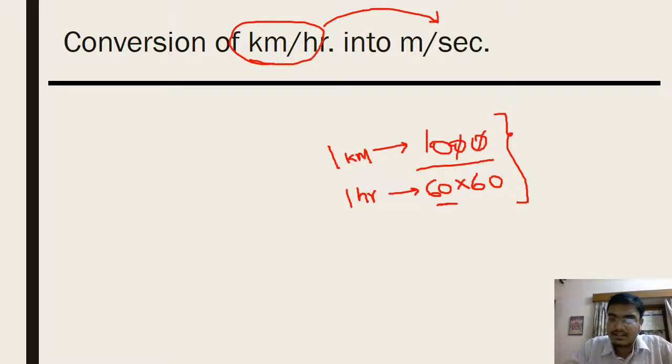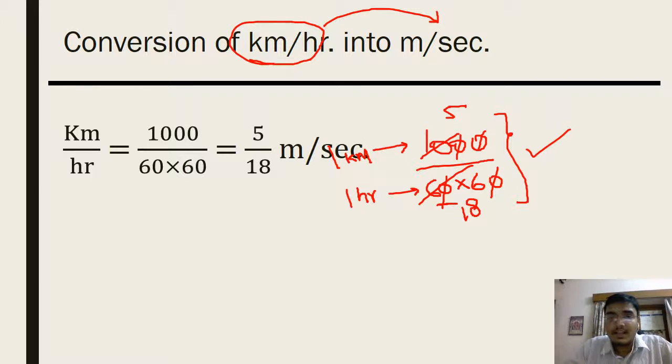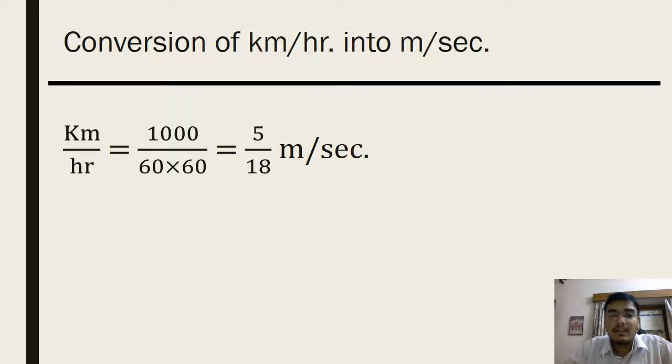If you cancel these zeros out, we get 10 upon 36. Cancel it by 2, you get 5 upon 18. So basically you need to multiply kilometers per hour by 5 by 18 to convert it into meters per second. So 1 kilometer per hour is 5 by 18 meters per second.